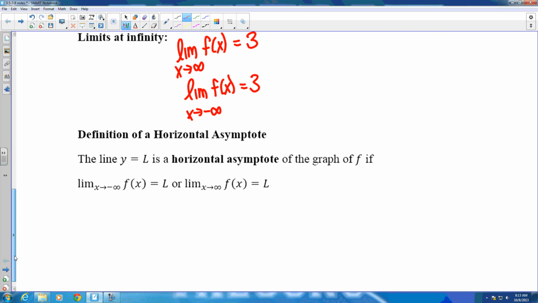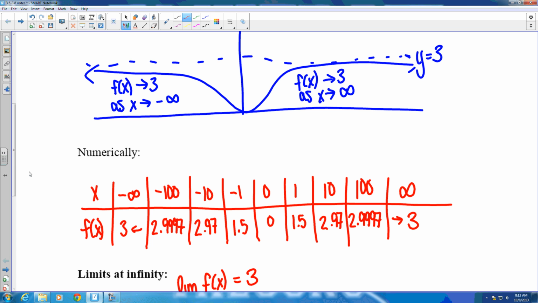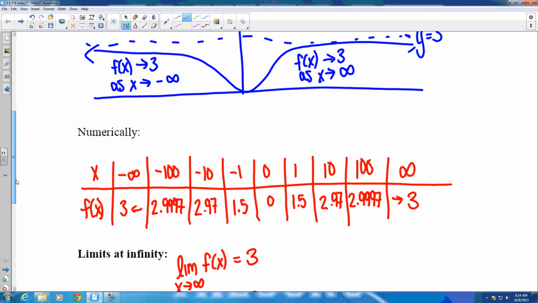Here we talk about some horizontal asymptotes. The line y equals L is a horizontal asymptote if the infinite limits at negative infinity or positive infinity are equal to that number. The reason we're talking about that now is because that's clearly what happened in our example up here. If you look at the blue graph, although poorly drawn, as we approach negative infinity and positive infinity, it levels off at some number. And we found out numerically that that number was 3. So 3 is a horizontal asymptote of this function.